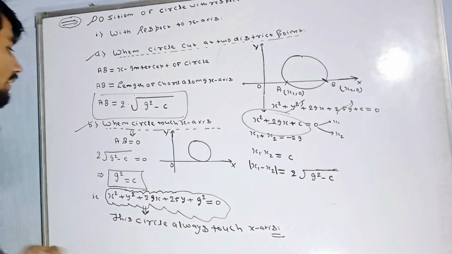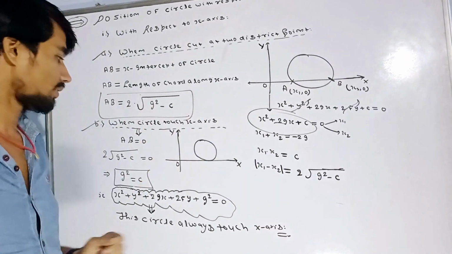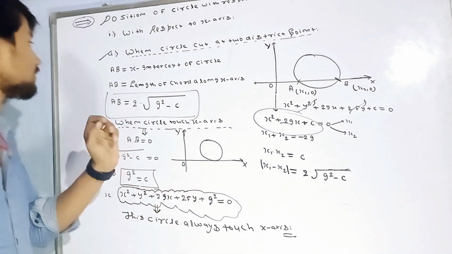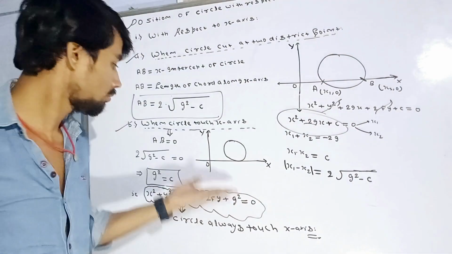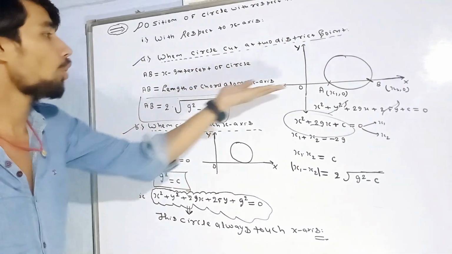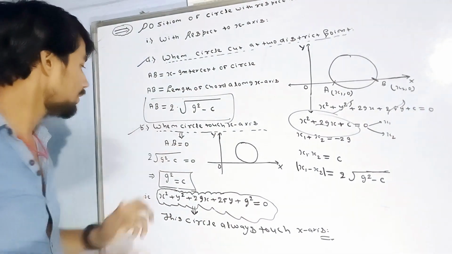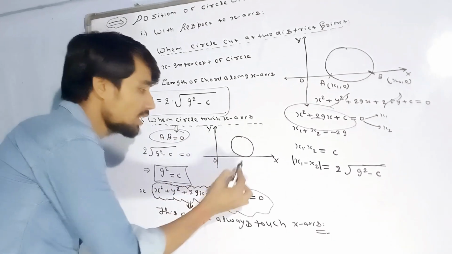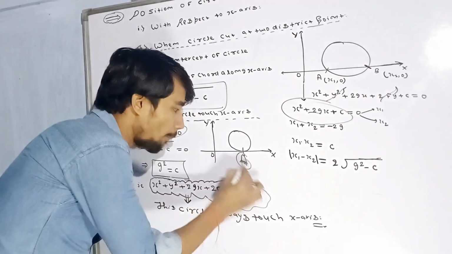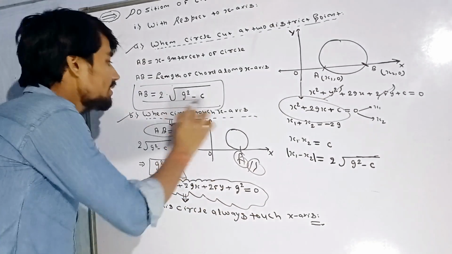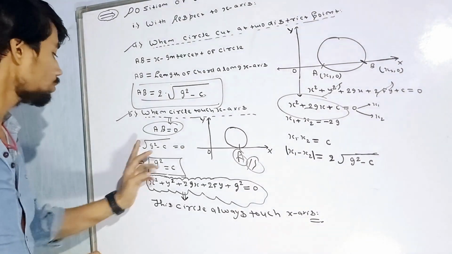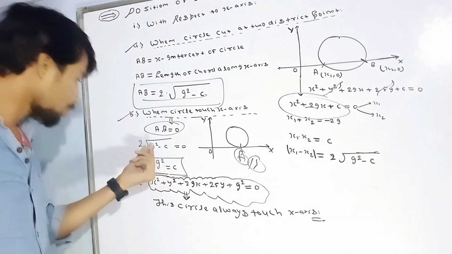Now, second case, when the circle touches the x-axis. When the circle touches the x-axis, the x-intercept is 0. That is, the length of the chord along the x-axis is 0, that is AB is 0. When the circle touches the x-axis, point A and point B both lie here. So this length, 2 times under root g square minus c, is equal to 0. So g square is equal to c.